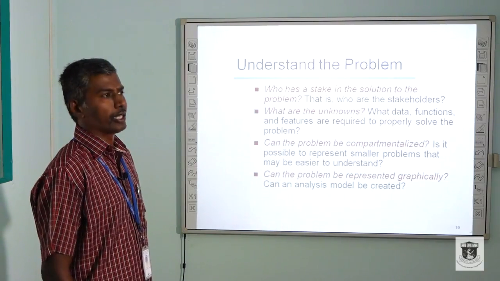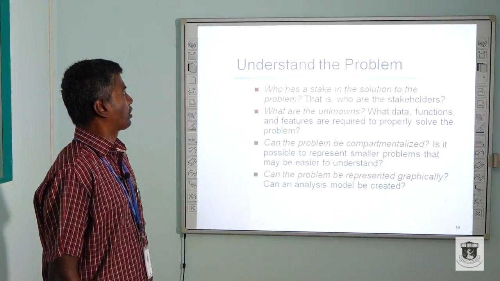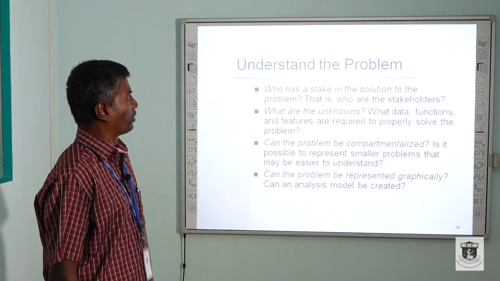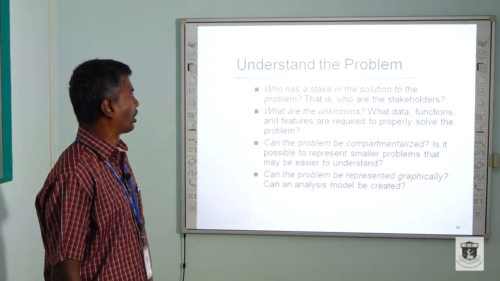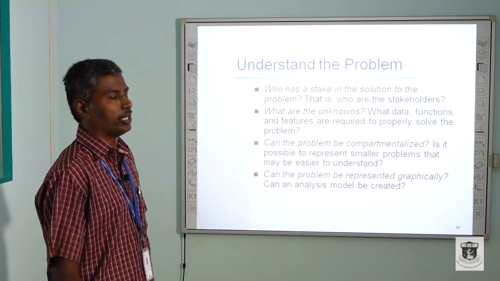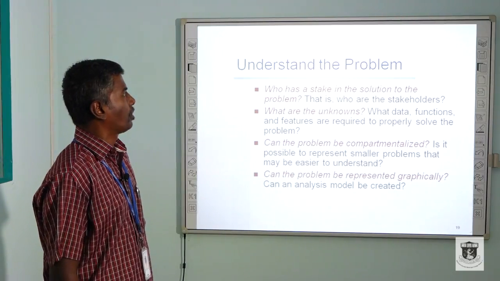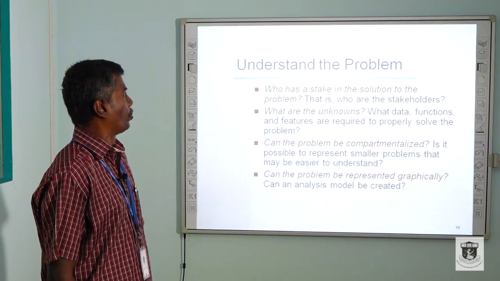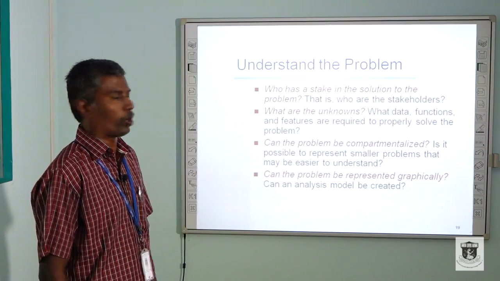So this is understand the problem. How do we understand the problem? Who has a stake in the solution of the problem, that is, who are the stakeholders? So who are the stakeholders in software engineering concepts? First we are going to list out the things. What are the unknowns? That means what data, functions and features are required to develop a particular software or solve a particular problem.